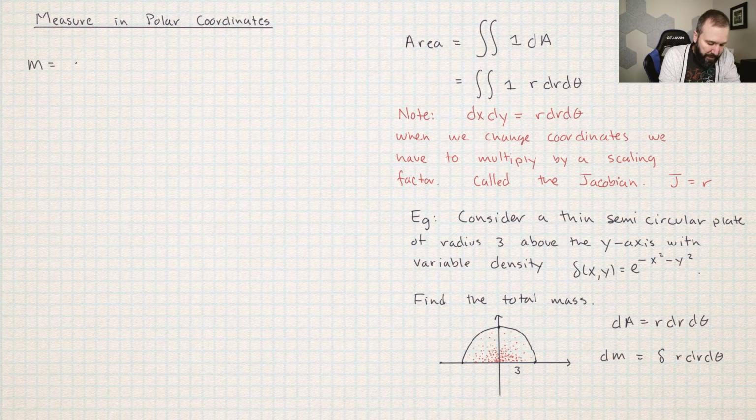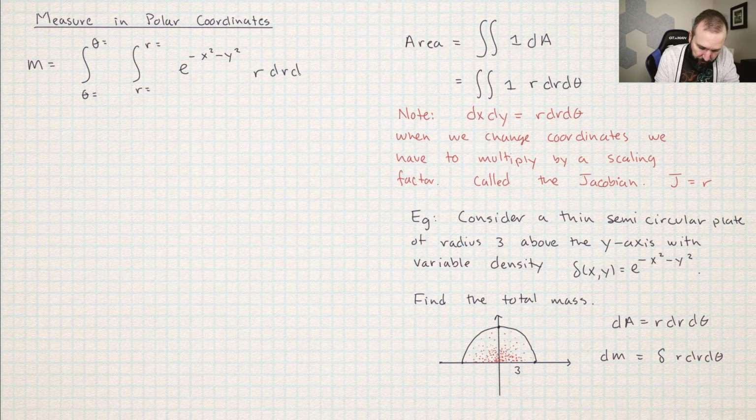So the total mass in this problem is going to be the double integral, and these integrals are now going to be in terms of r and theta. We're used to writing x and y values. Now I'm going to put r values on the inside integral and theta values on the outside integral. And the things that I'm adding up are the density of each piece times the area of that little piece.